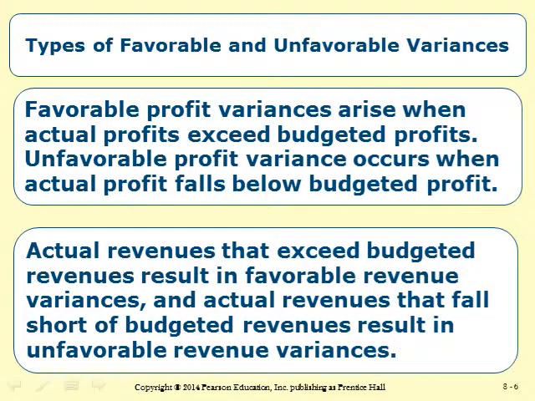We label profit, revenue, and cost variances as favorable or unfavorable depending on the direction of the effect on profitability, right? Because increases in revenues increase profits, revenue variances work in exactly the same way. Actual revenues that exceed budgeted revenues result in favorable revenue variances, and actual revenues that fall short of budgeted revenues result in unfavorable revenue variances.